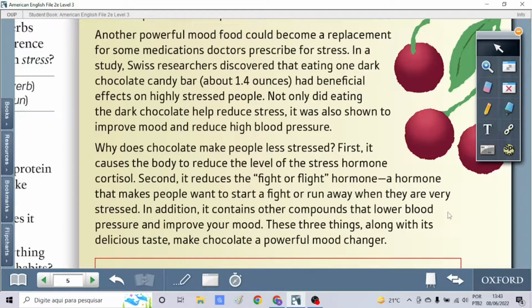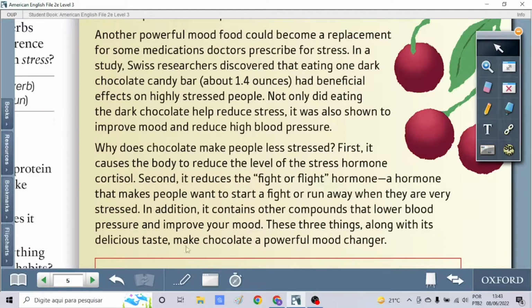Why does chocolate make people less stressed? Well, first, it causes the body to reduce the level of the stress hormone cortisol. Second, it reduces the fight or flight hormone, a hormone that makes people want to start a fight or run away when they are very stressed. In addition, it contains other compounds that lower blood pressure and improve your mood. These three things, along with its delicious taste, make chocolate a powerful mood changer.